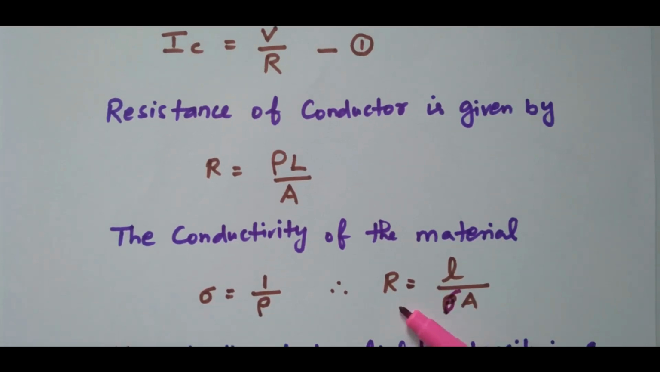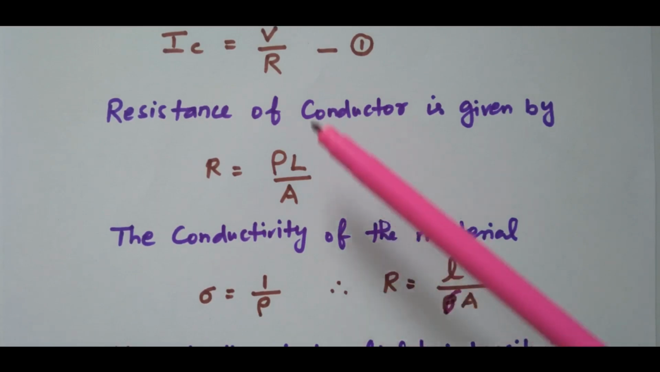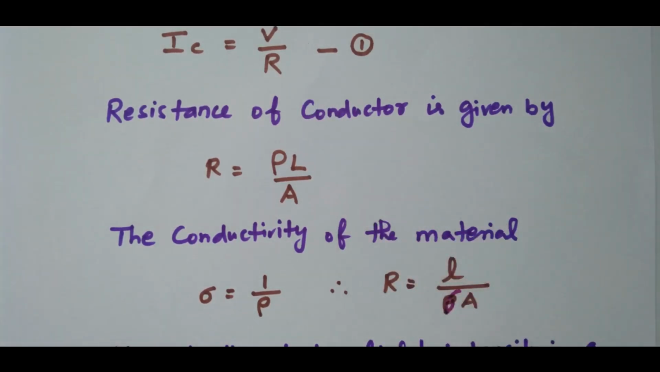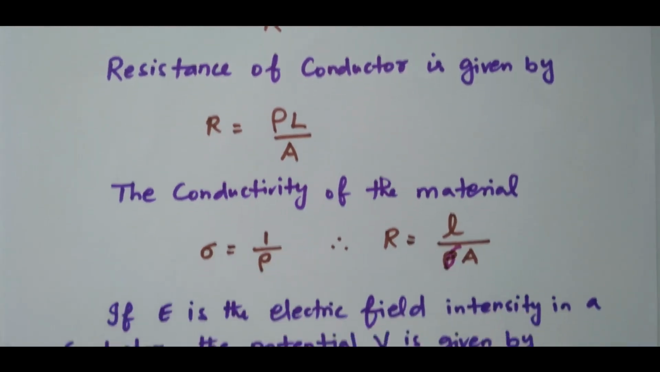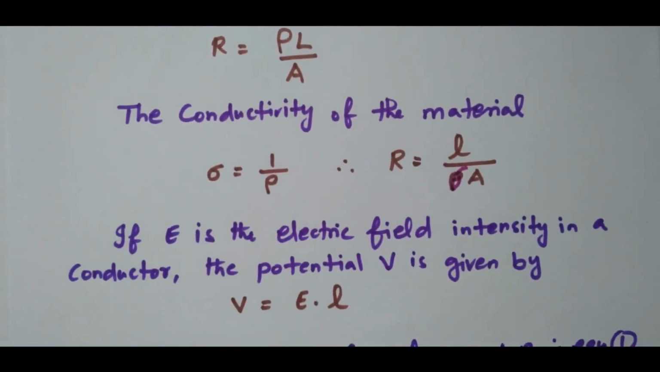Now R can be expressed as L divided by sigma A, right? Now we can replace this R with this value. Similarly, the V. If E is the electric field intensity in a conductor, the potential V is given as V equal to E dot L. Normally E equal to V by L, so that V equal to E into L, right? Now we got the expression for potential also in terms of electric field intensity, right?